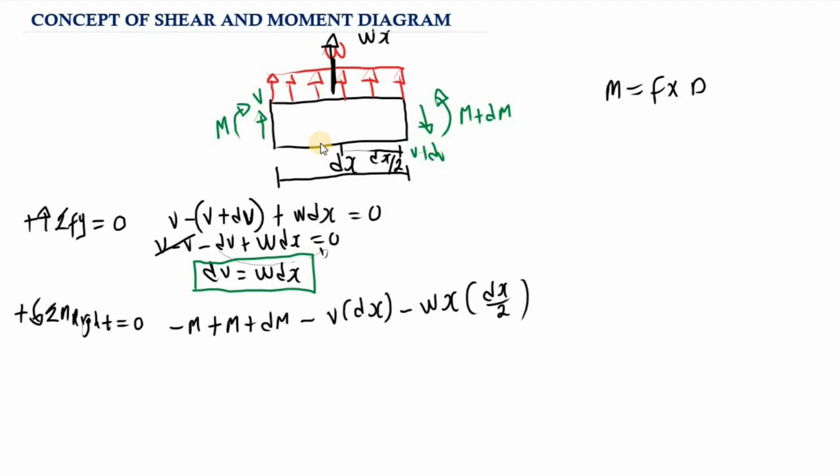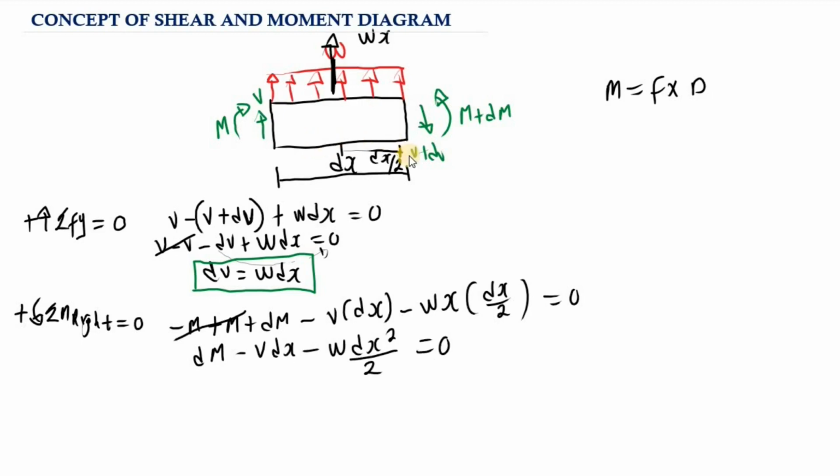We don't have any additional forces, so this is equal to 0. Now the M is going to cancel out. Then we now have dM, then minus V ds, then minus w ds squared over 2 is equal to 0.